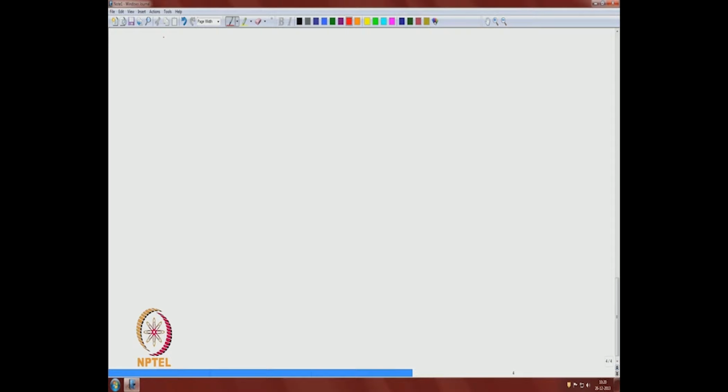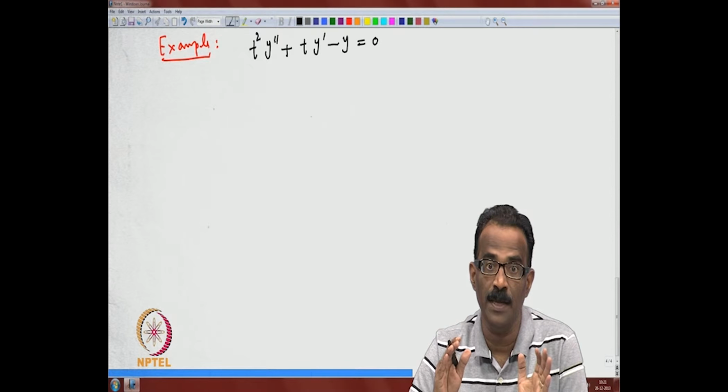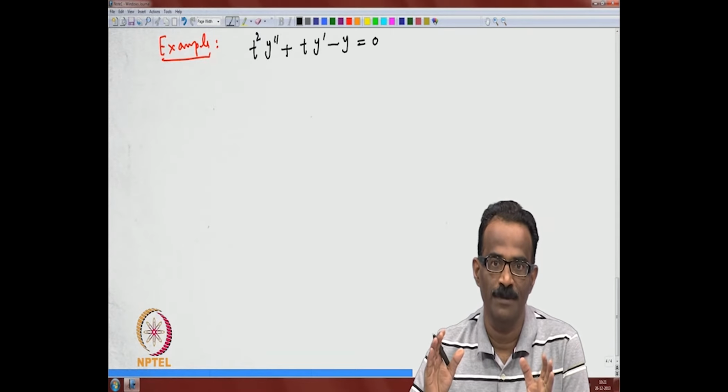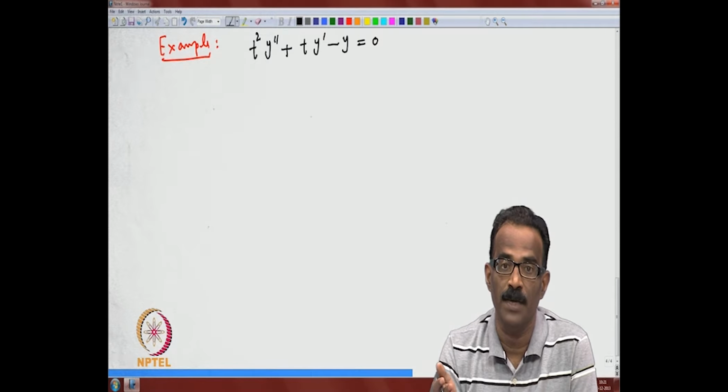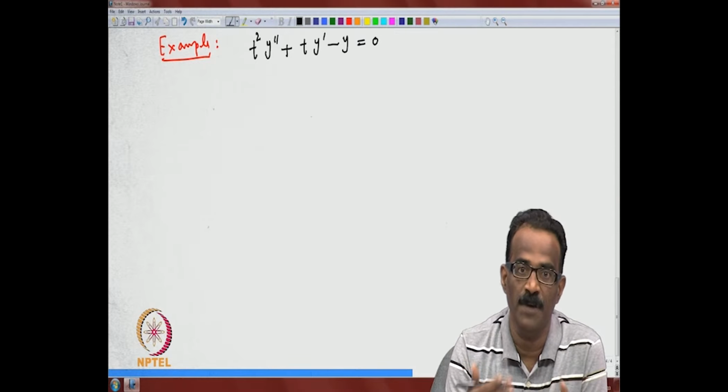Let me give you a simple example to begin with: t y double prime plus t square y prime minus y equal to 0. As I told you, this still does not tell you how to determine the one solution. You have to do that by trial and error or by looking at the equation. You may have some way of finding them.